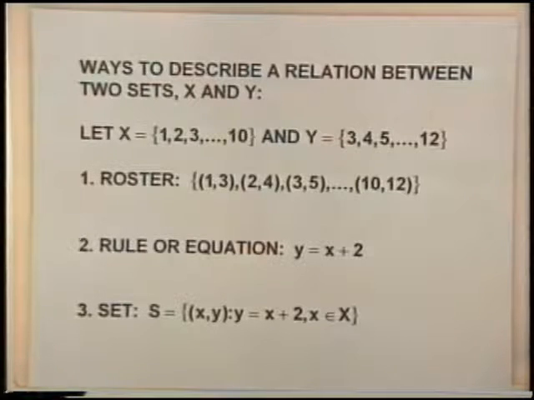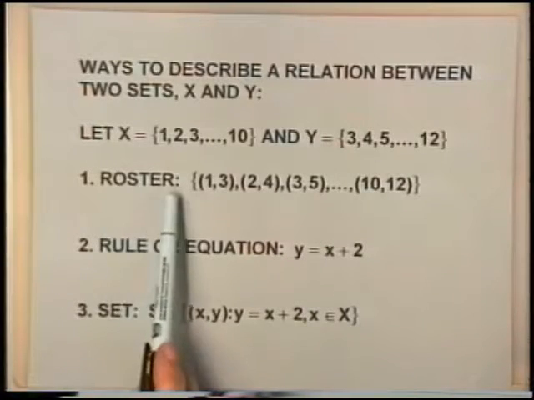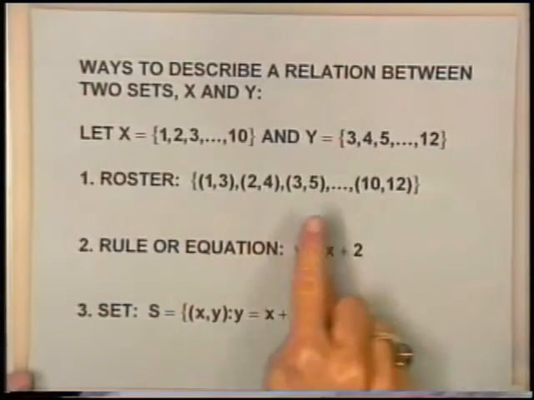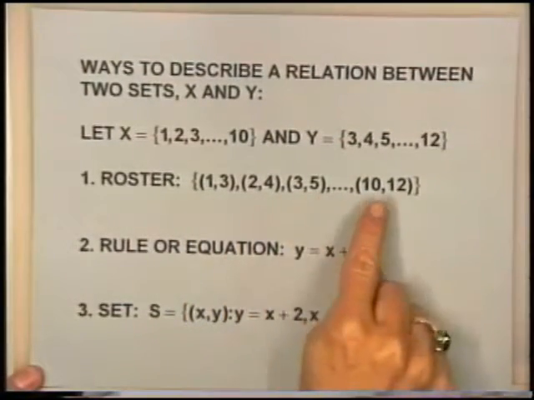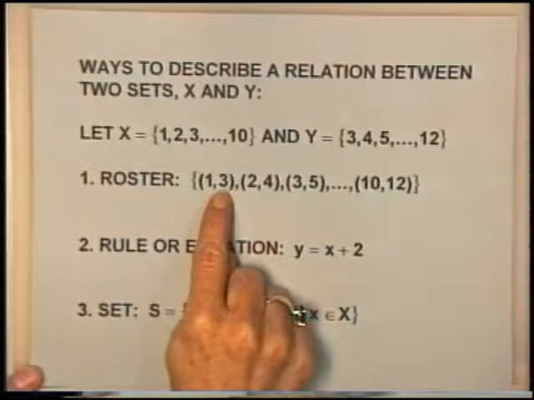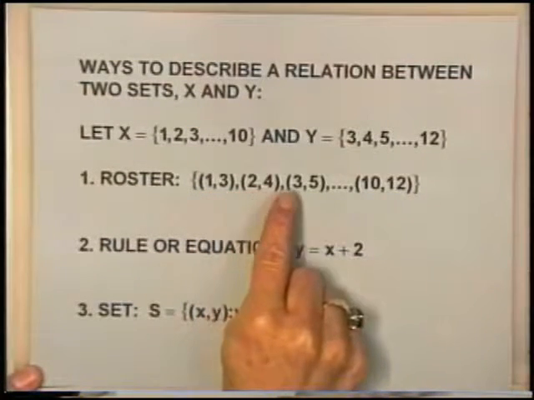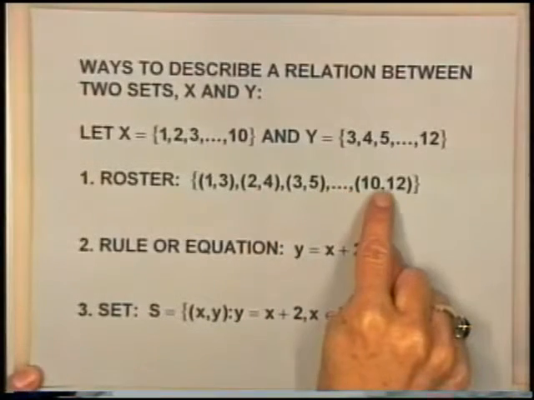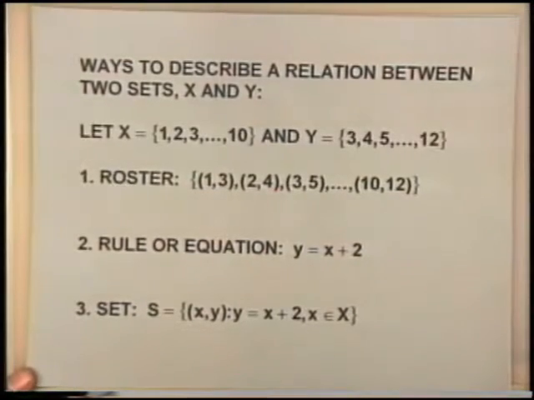I have chosen to let set X be the numbers 1, 2, 3, and so forth up to the number 10. Y is the set of numbers 3, 4, 5, and so on up through the number 12. If we give a roster, which simply means a list, you'll notice in this set we have listed ordered pairs. We have paired the number 1 with the number 3, 2 with 4, 3 with 5, and so on in this same pattern until we finally pair 10 with 12.